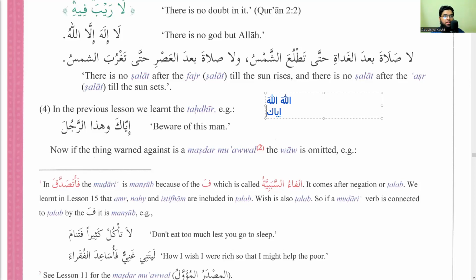There a verb is coming directly. Iyaka na'budu. This iyaka means protect yourself from what? From this man, hadha rajula. It will be mansub, because there's a verb hidden here. Protect yourself and protect this man, that means protect both of them. Iyaka hadha rajula. So you can say Allah, Allah, or iyaka hadha rajula.